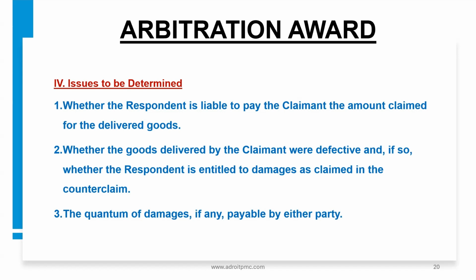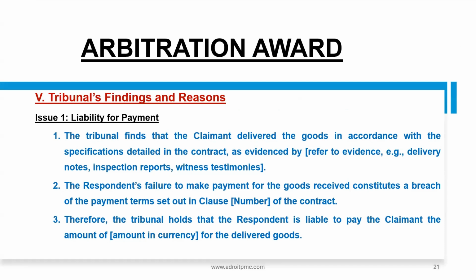Here the issues are whether the respondent is liable to pay the claimant the amount claimed for the delivered goods. Next issue is whether the goods delivered by the claimant are defective, and if so, whether the respondent is entitled to damages as claimed in the counterclaim, and the quantum of damages, if any, payable by either party. So there are three issues in this arbitration award. Every issue has to be answered by the arbitrator in the award, along with the reason.